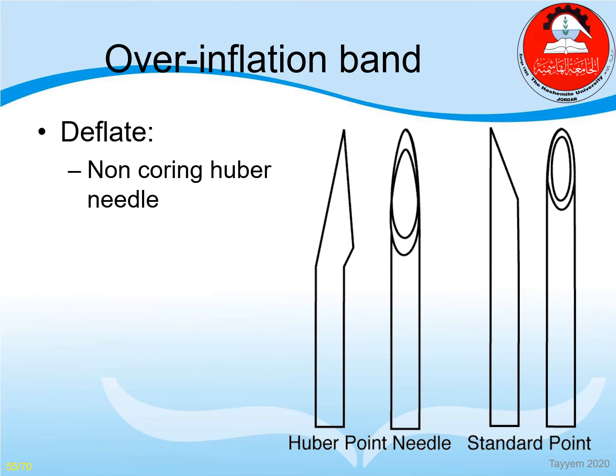If you have an overinflated band, the treatment of choice is to deflate the band, and the way is to use a non-coring Huber needle. The normal needle might damage the band and make it useless.